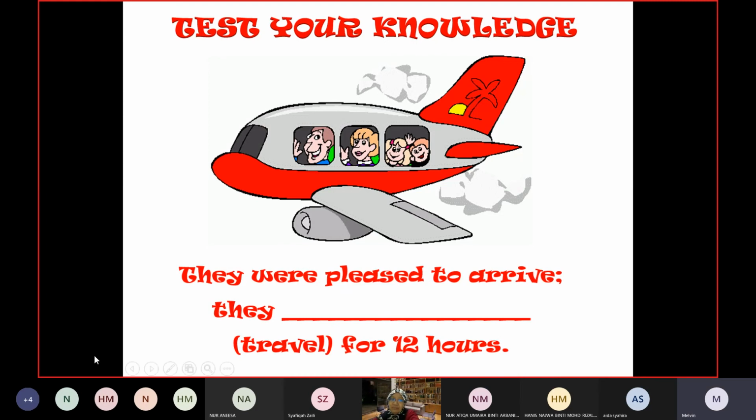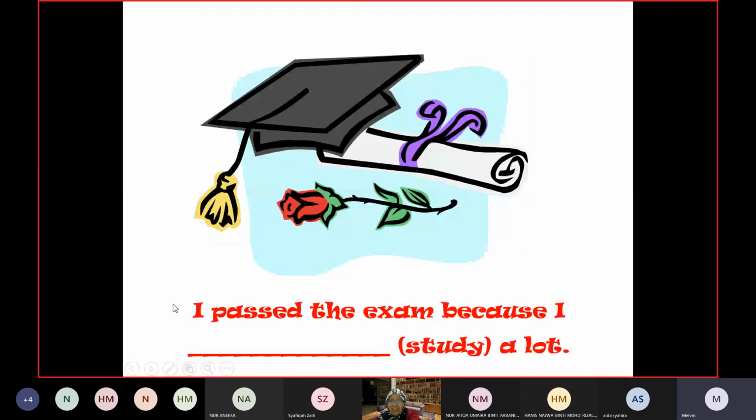They had traveled. Are you sure? There's no time. They had been traveling. Yes, good. Had been travelling. Dia dah mention 12 hours. Lama. So had been travelling. Melvin tak ingat-ingat lah tu. I didn't see the 12 hours. Okay, this one.